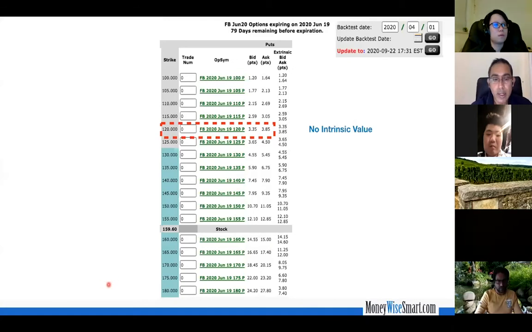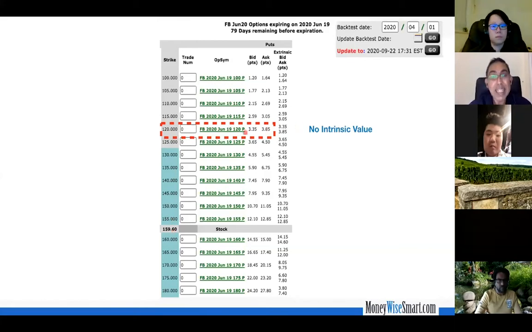So in this example, we went back to 1st of April 2020, and here I'm looking at Facebook options which are expiring on 19th of June 2020, and these are the put options. Now, Facebook closed at 159.60 on 1st of April. So if I look at the 120 strike put options, you can immediately see that they have absolutely no intrinsic value, because why would the right to sell Facebook at 120 be of any value when the share price is close to 160?